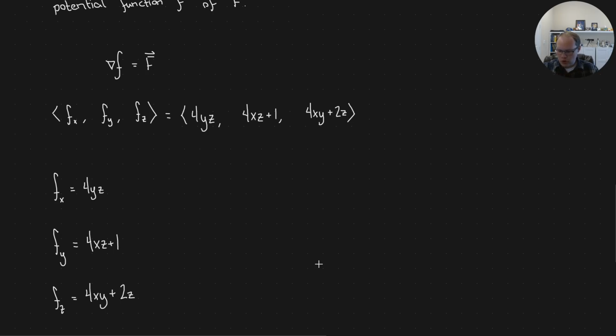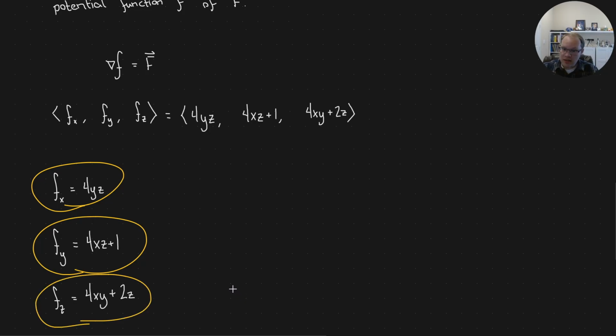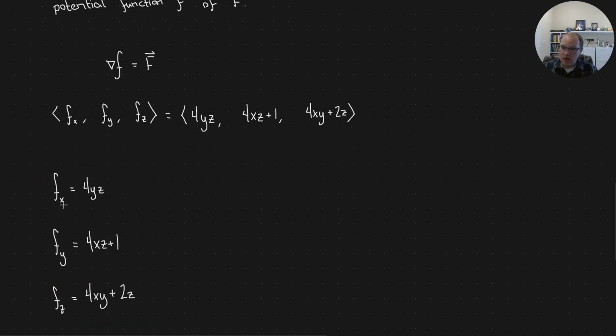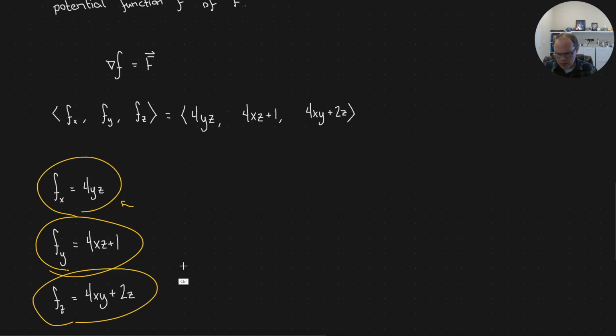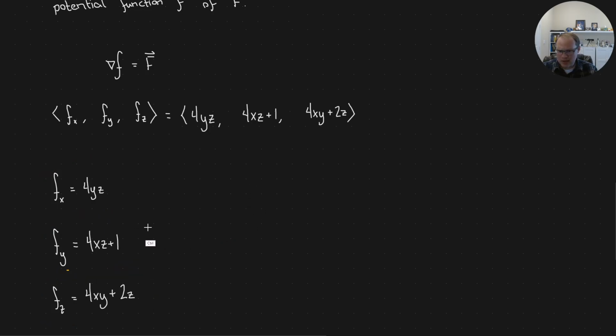Okay, so I have the partial derivatives of f, but I want to find the potential function f itself. So I need to undifferentiate these. This is the derivative with respect to x. I need to undifferentiate it with respect to x. Notice it doesn't matter which one I start with. I could take the antiderivative of this with respect to x, or the antiderivative of this with respect to y, or the antiderivative of this with respect to z. I have a choice. Because I have a choice, maybe pick the one that's going to be easiest. Okay, maybe I'll pick this one.